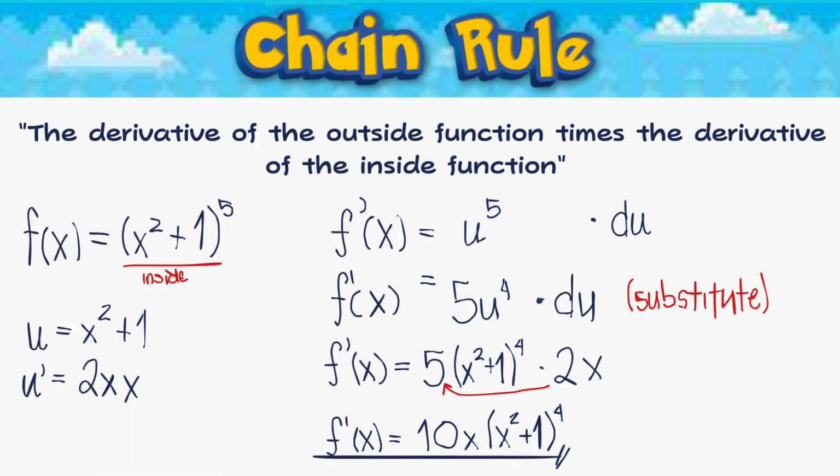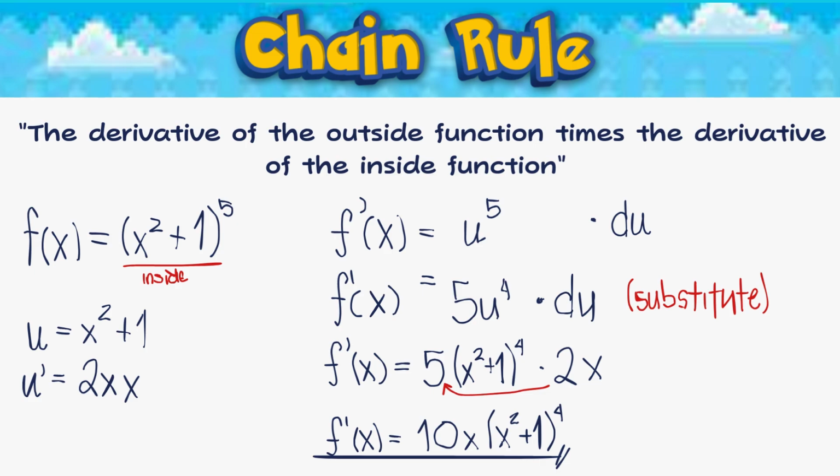In chain rule, it says that the derivative of the outside is multiplied by the derivative of the inside function. For example, we have f of x equals the quantity (x squared plus 1) raised to 5. Here, our inside function is x squared plus 1. Let's make our inside function with the variable u. So, u is equal to x squared plus 1, and the derivative of u is equal to 2x.